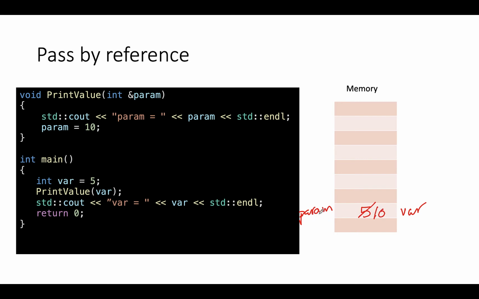But remember, param is just the same as var. It's just another name for var. So var has been changed to 10 now. So when we return, print var is going to be 10. So that's called by reference.